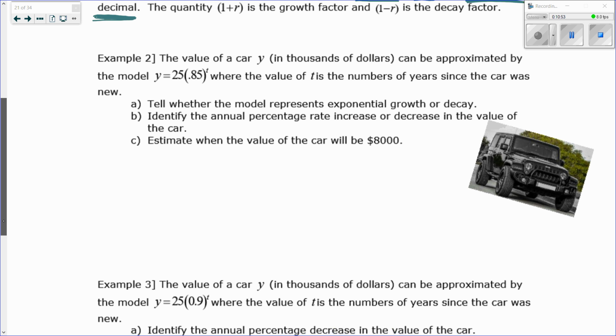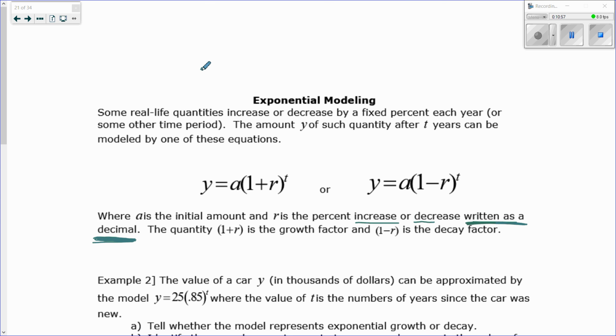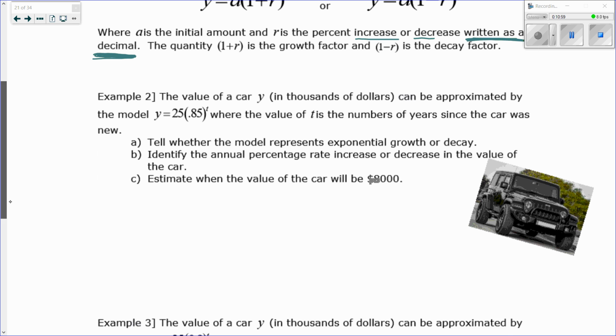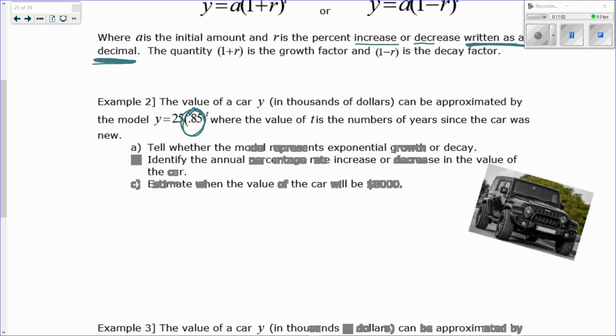So looking at this, I look right here. Oh, let me move my screen. That's my fault. So right here, at 0.85, since it's less than 1, it must be decay. So for part A, it would be decay. This is exponential decay because the base is 0.85, which is less than 1.